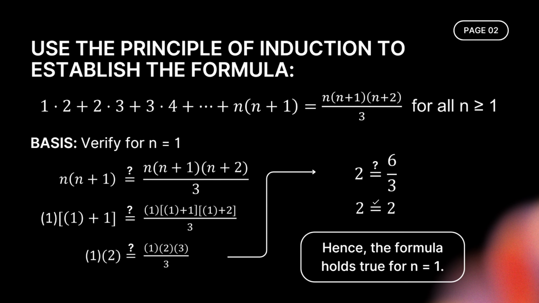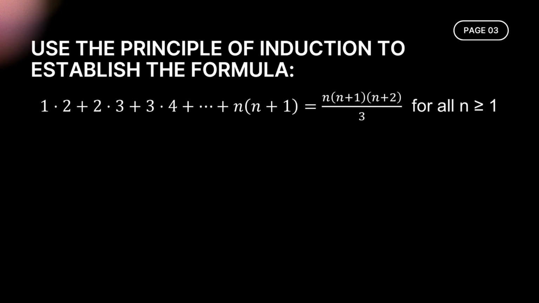After verifying the base case, the next step is the induction hypothesis. In this step, we assume that the formula works for some arbitrary value n equal to k. This means we believe the formula is true for k even though we haven't proven it yet. This assumption will serve as our foundation to prove that the formula also works for the next step, which is n equal to k plus 1.